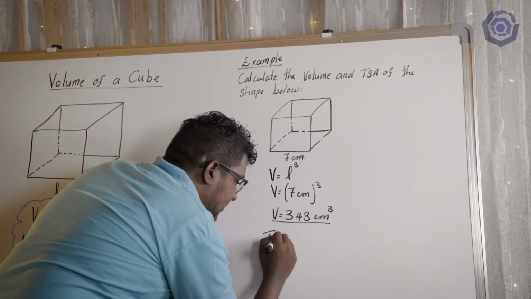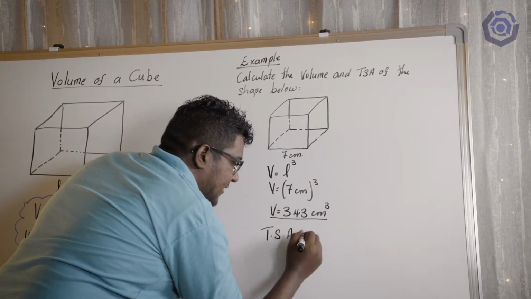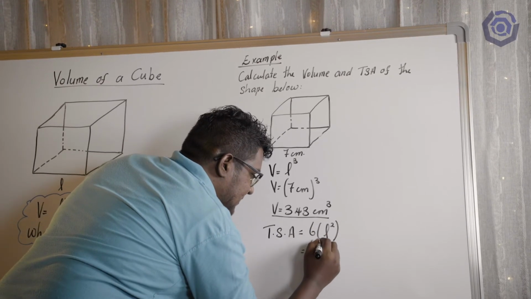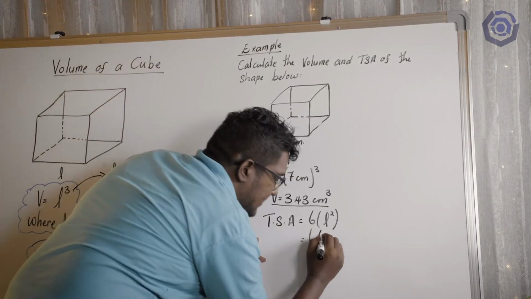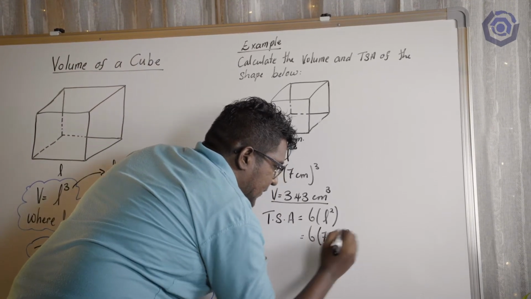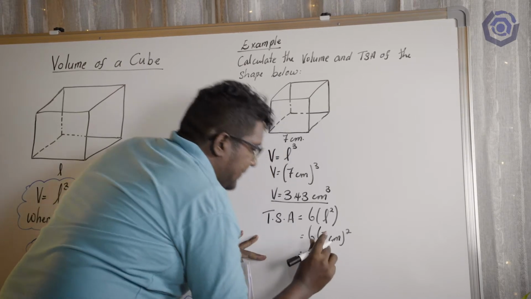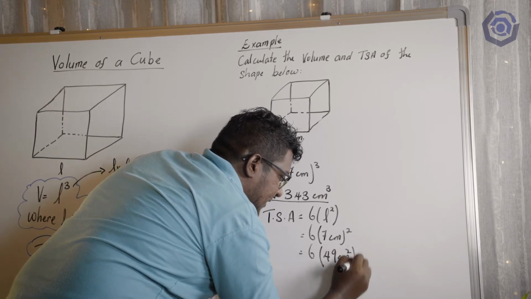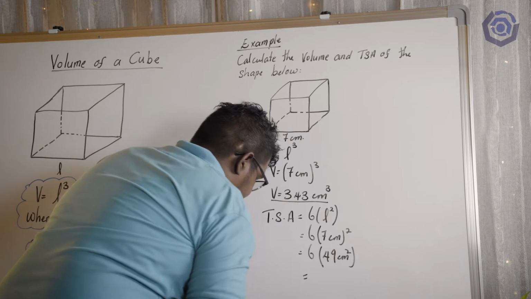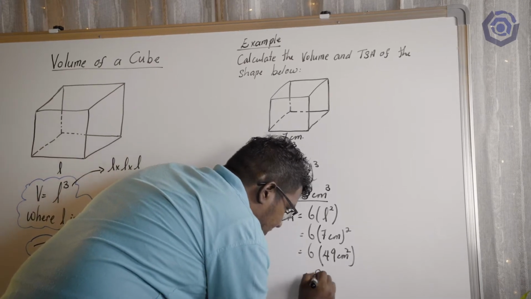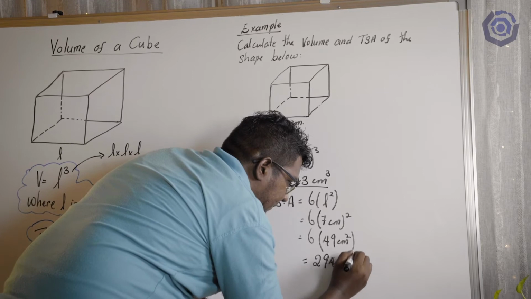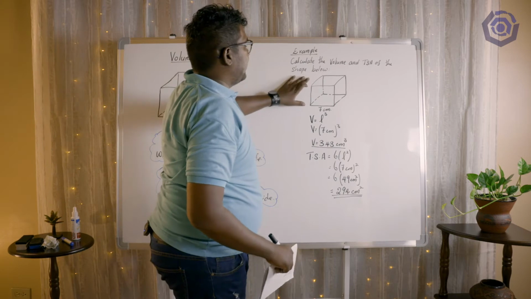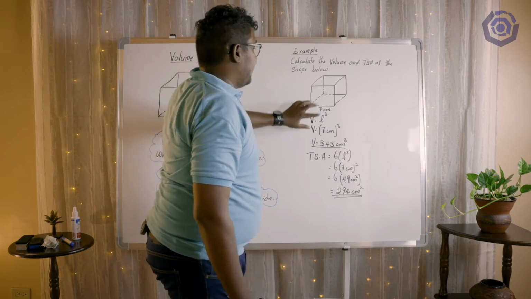Let's go and find the total surface area. The formula is 6L squared. That would be 6 multiplied by 7 cm all squared. That would be 6 multiplied by 7 squared, which is 7 sevens, 49. That's going to be 49 cm squared. And 6 times 49 is going to give me 294 cm squared. So this is the total surface area of this cube, and here you have the volume of this cube.